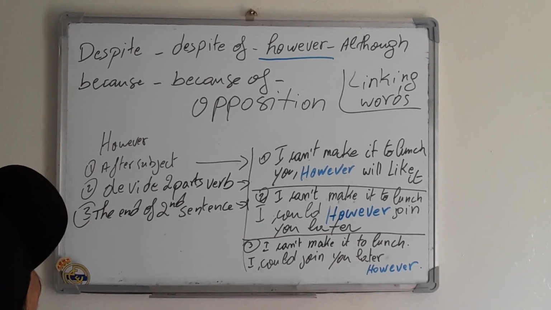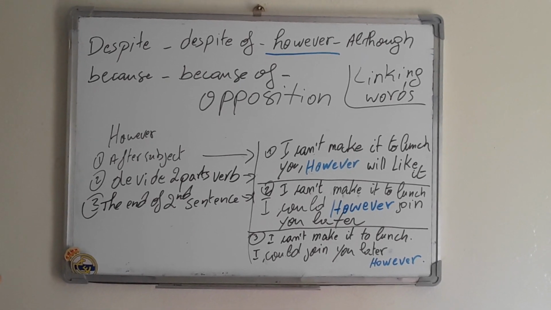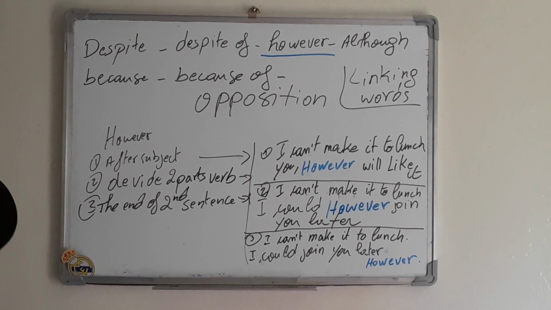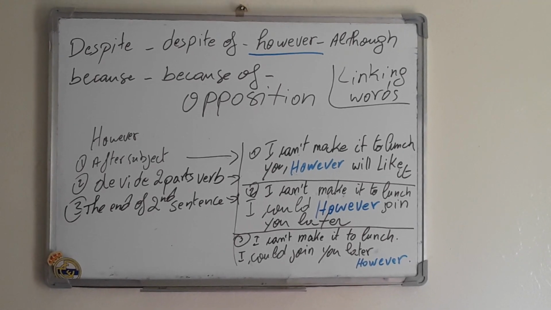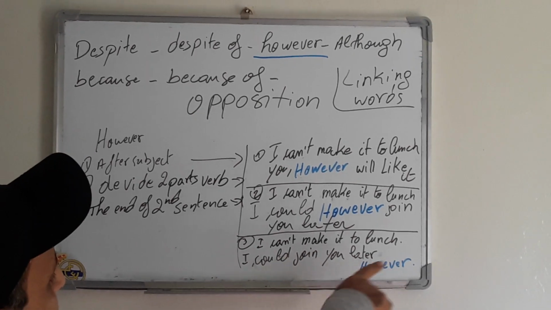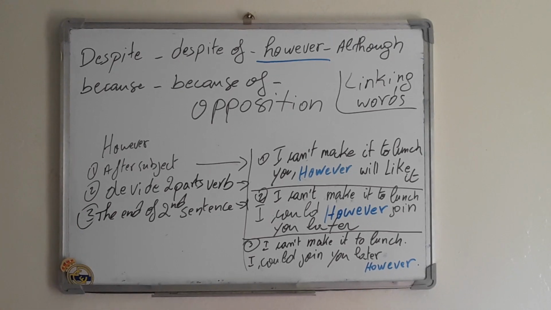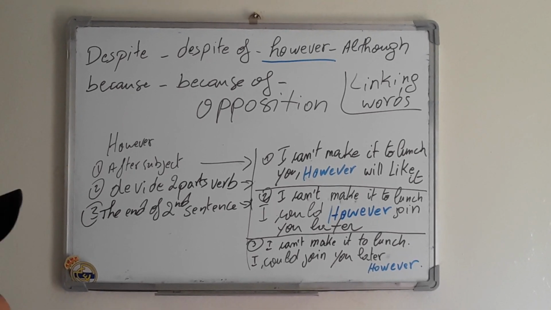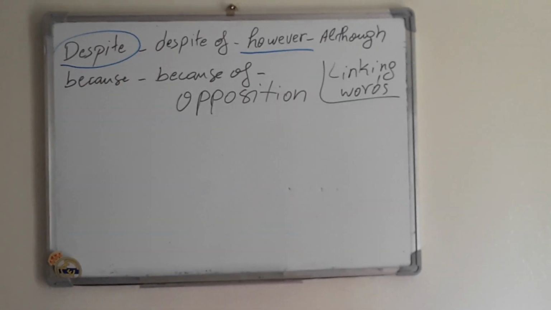The third way to use however is at the end of the second sentence. Remember when we say two opposite sentences? The second one can take however at the end. I can't make it to lunch. I can join you later, however. This is the linking word in opposition we use.